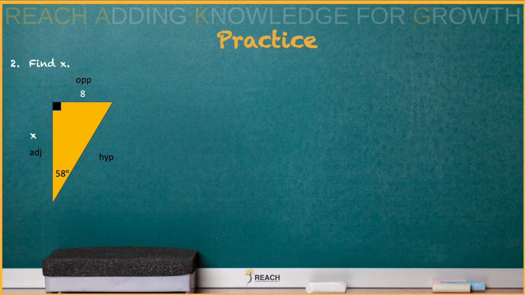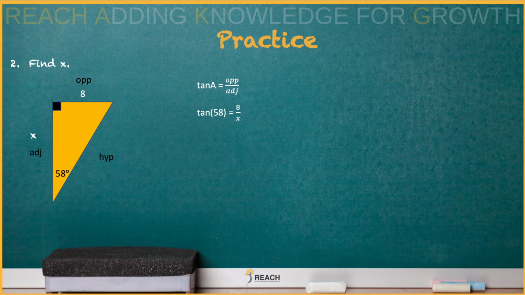So now, what are the two sides that we have labeled? That's the adjacent side, and we have the opposite. What trig function uses those two sides? You should be looking at your notes, and you see it is tan. So tan A equals opposite over adjacent. Go ahead and plug in. The angle is 58, so it's going to be tan 58 equals 8 over x. How do you solve for x when it's in the denominator?